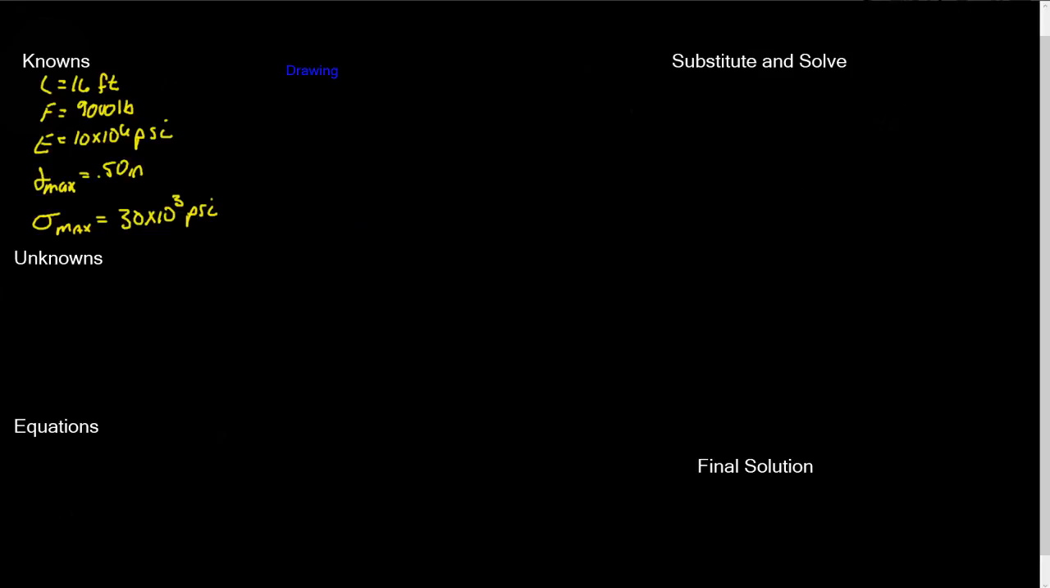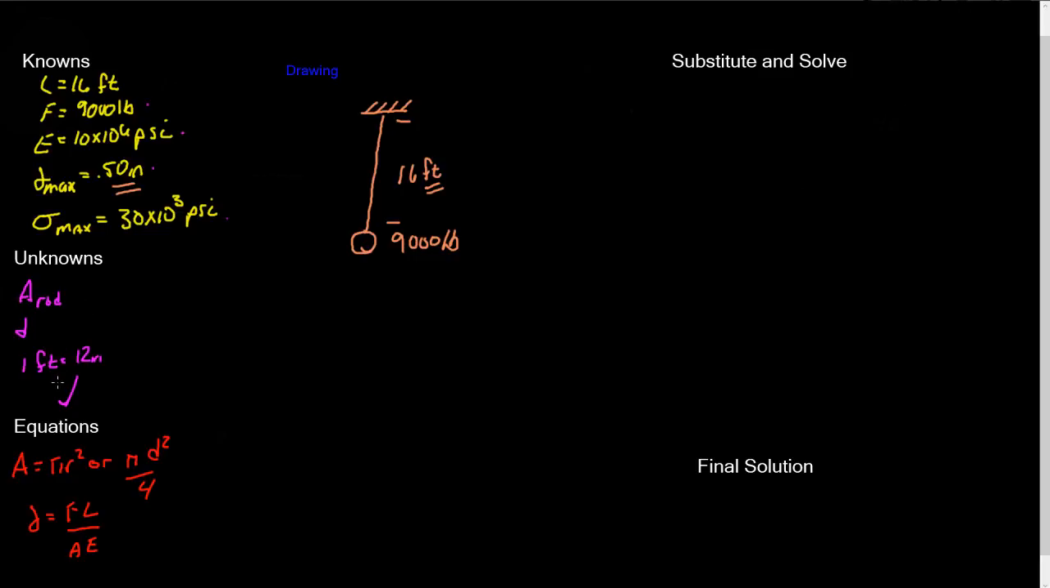So from that, what I've done is I've gone ahead and developed some unknowns. The first unknown is the area of the rod. The second unknown, obviously, is the diameter of the rod. That's what we're trying to find. And then the third unknown is I have to convert my length into inches, and we'll talk about why in a second. Some equations that I probably want to know and be able to use are the cross-sectional area of a circle, and that is pi r squared. It can also be equated as pi d squared divided by 4.